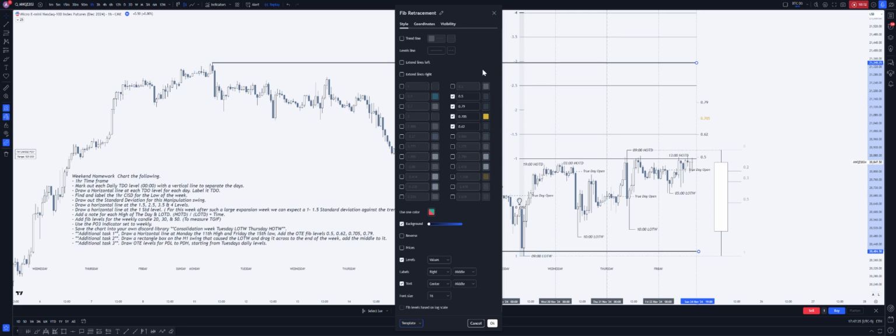OTE settings that I use. You can save this as a template as well. Remember, that was just by going down here and save as and create your template.